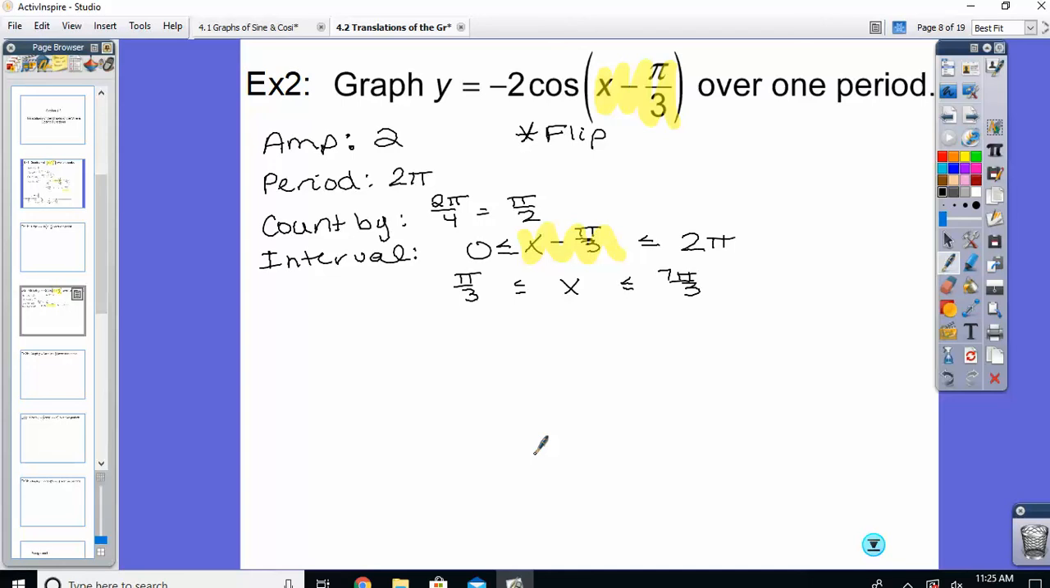Okay, now we're ready to graph. So I'm starting at positive pi over 3, so I don't really have to worry about having a negative side here. Then you add your count by to get your next points. So pi over 3 plus pi over 2.